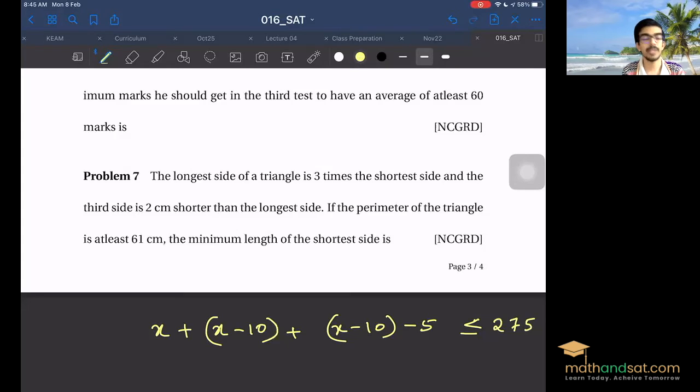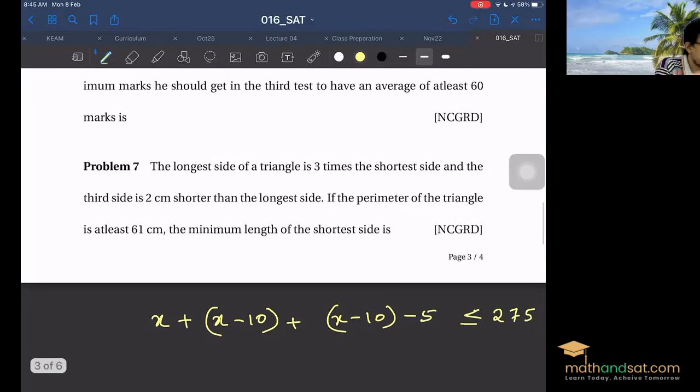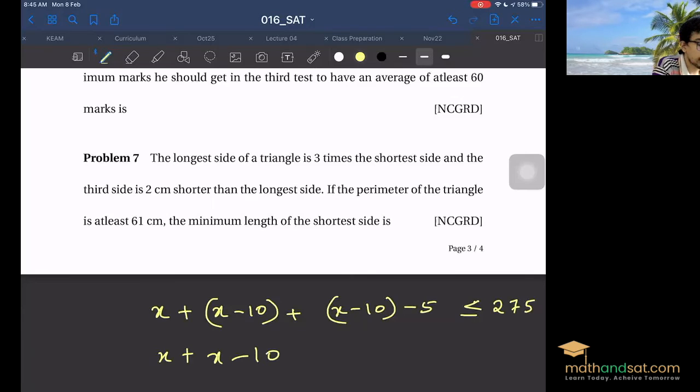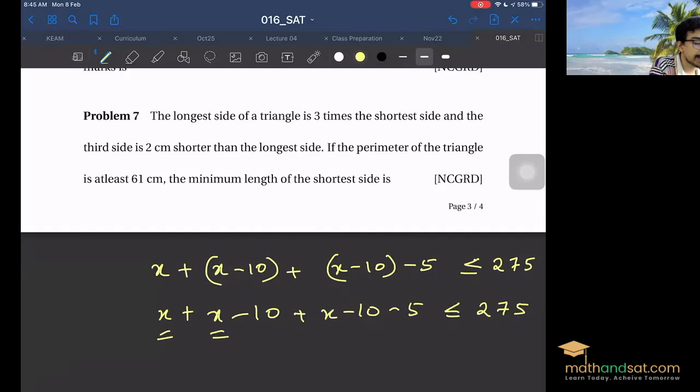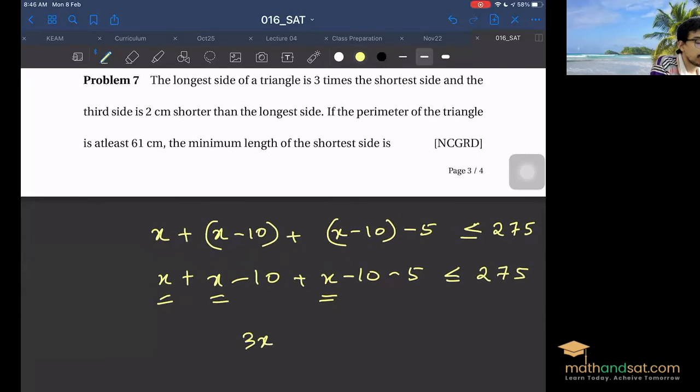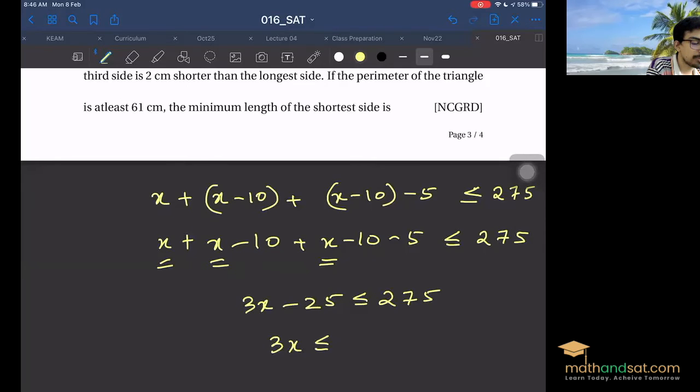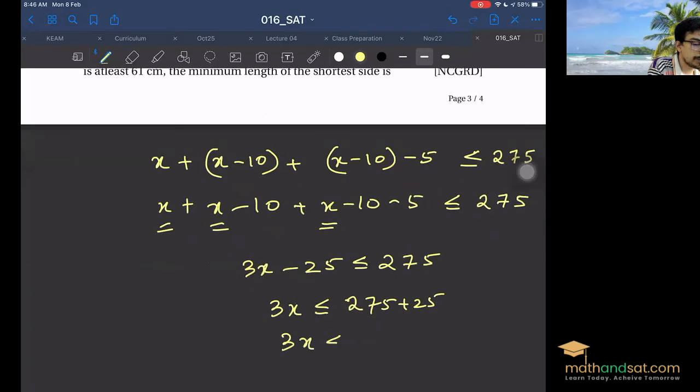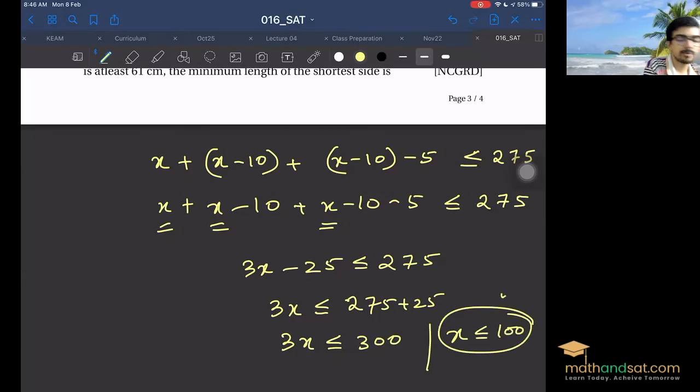Now it's just a matter of simplification. You have x plus x minus 10 plus x minus 10 minus 5 less than or equal to 275. You add the quantities, x becomes 3x. To combine the like terms, we have 3x less than or equal to 275 plus 25. So we have 3x less than or equal to 300. Your x is less than or equal to 100.